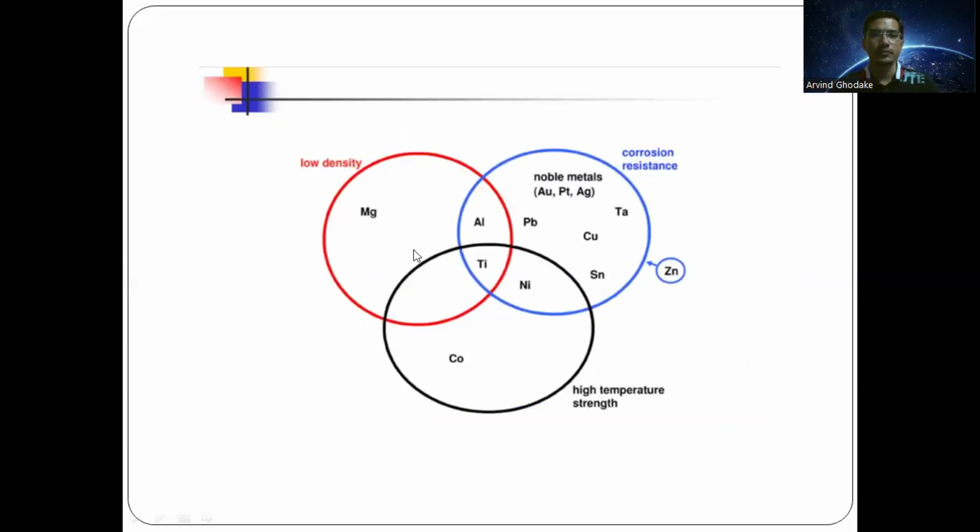Next, the comparison of low density, corrosion resistance and high temperature strength. A number of non-ferrous materials are mentioned here. Magnesium, aluminum and titanium come under low density. Then for corrosion resistance, there are noble metals, that is Au, Pt and Ag, then aluminum, Pb, tantalum, copper, titanium, nickel, and zinc is also there. Aluminum and titanium have a common property, that is low density and corrosion resistance. The next one is high temperature strength. Cobalt, titanium and nickel come under high temperature strength.